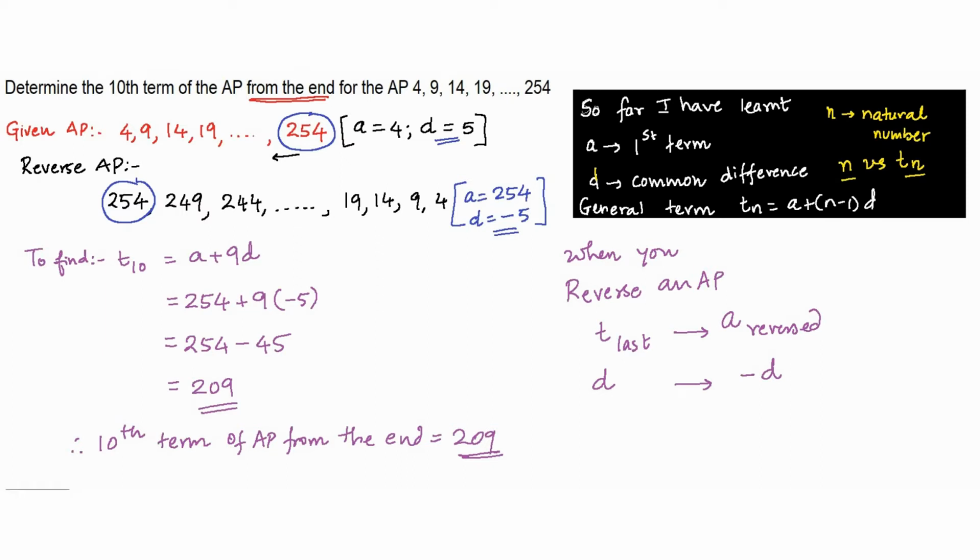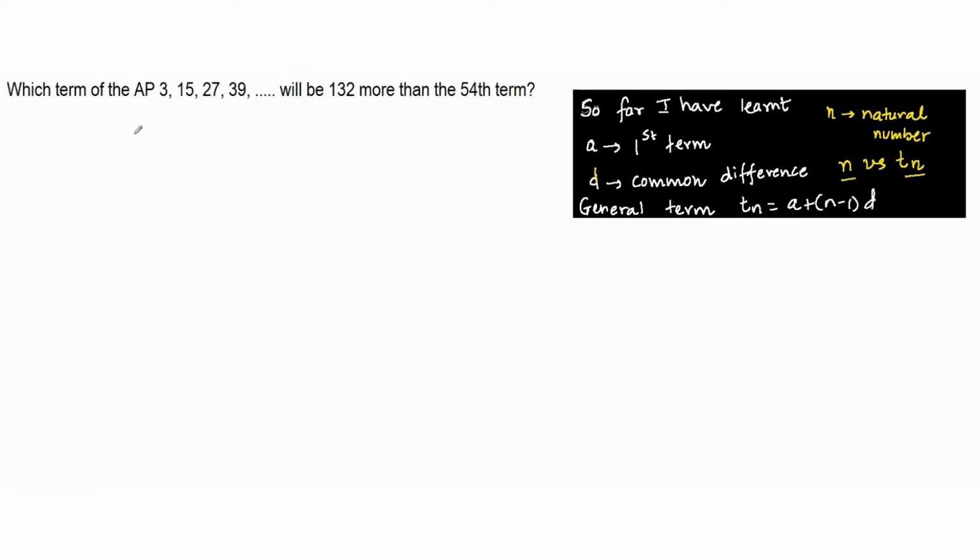Moving on to the next question. Which term of this AP will be 132 more than the 54th term? So in the given AP, the first term is 3. The common difference is 15 minus 3, which is 12.